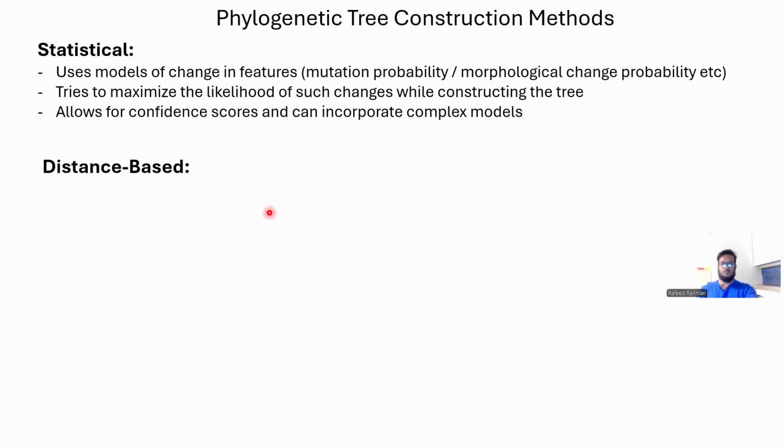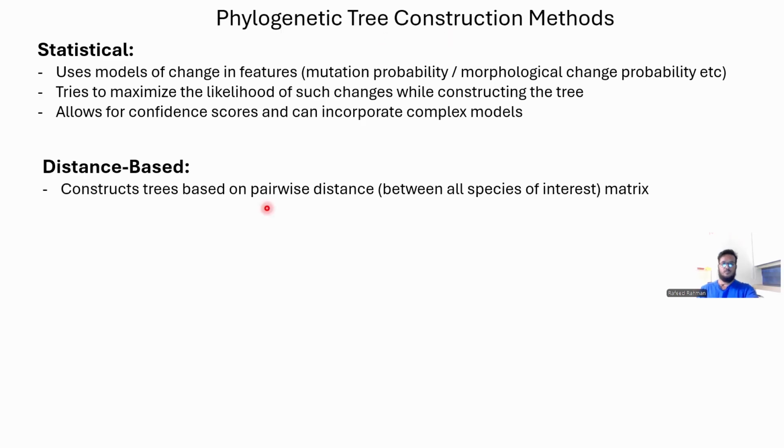If you want to construct a distance based tree, first of all, you need to construct a matrix. This matrix is called pairwise distance matrix. I think the name already says a lot about what this is.